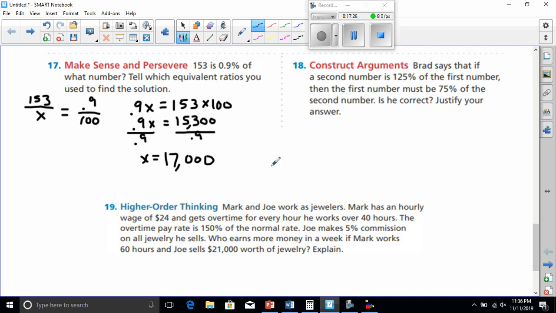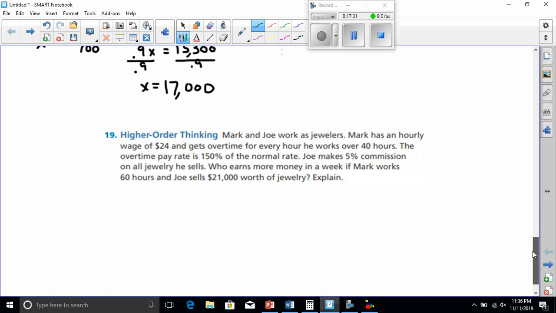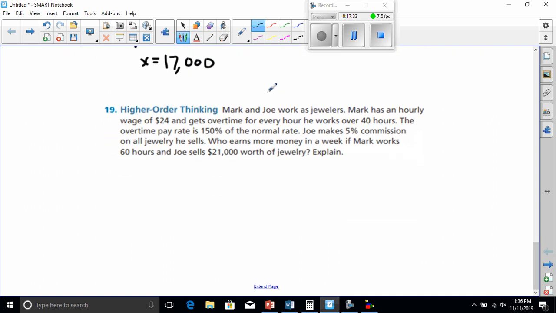All right, number 18 is yours. That means number 19 is mine. Oh joy. Mark and Joe work as jewelers.